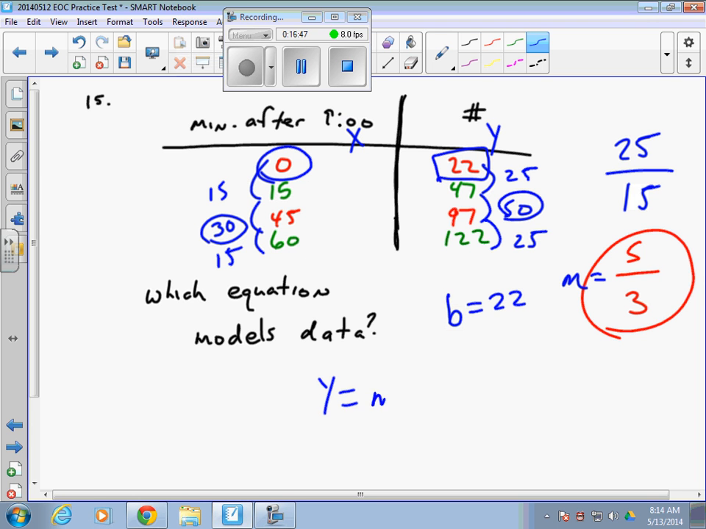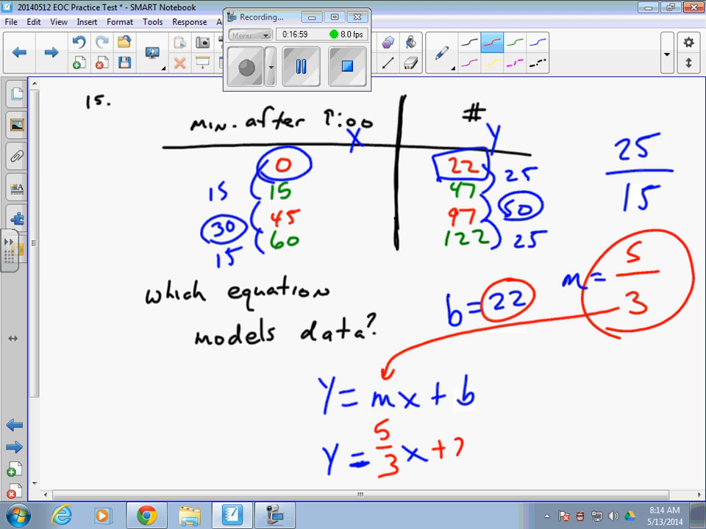y equals mx plus b is how you write this. You leave y, you leave equals, and you leave x. You plug in m, 5 over 3, and you plug in b, plus 22. There's your equation. y equals 5/3 x plus 22.